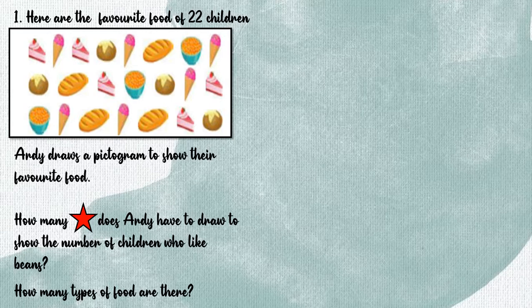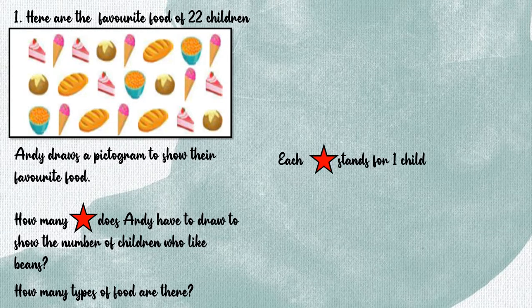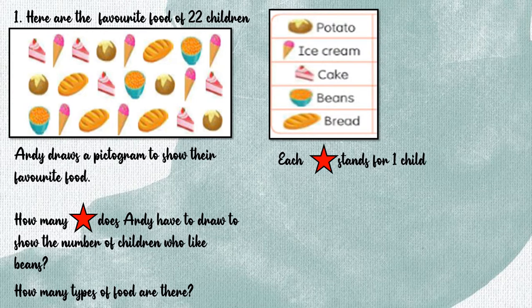How to solve it? You may use this diagram. Each star stand for one child. Jadi satu bintang itu merepresentasikan satu anak. How many types of food are there? What food do you see? There are potato, ice cream, cake, beans, and also bread. There are five kinds of food.